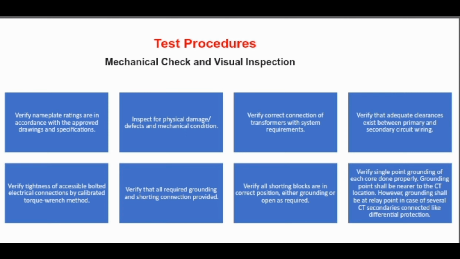Next, verify that all required grounding and shorting connections are provided. Next, verify all shorting blocks are in the correct position, either grounded or open as required. Last, verify single point grounding of the earth core is done properly. Grounding points shall be nearer to the CT location. However, grounding shall be at the relay point in case of several CT secondaries connected together, like differential protection.